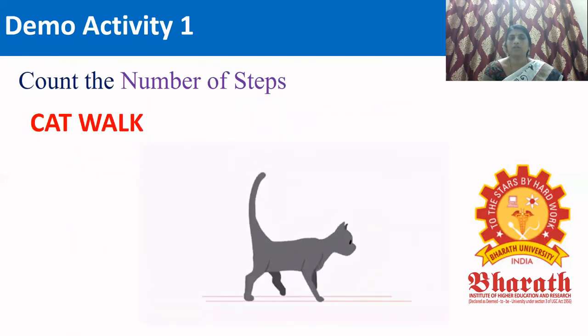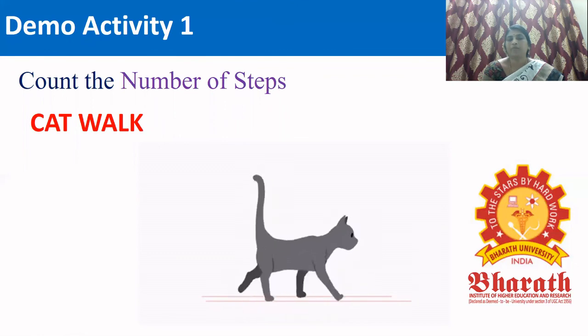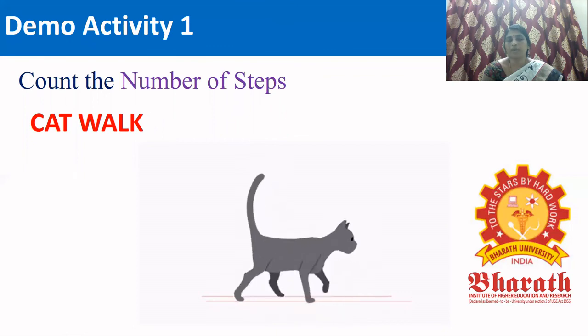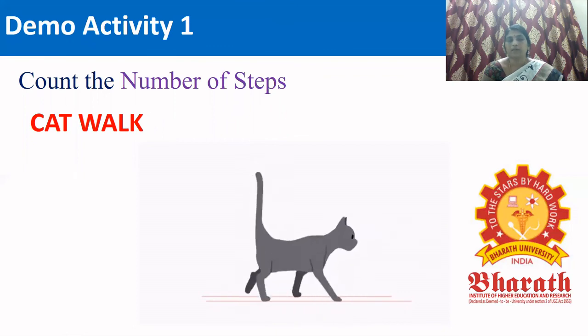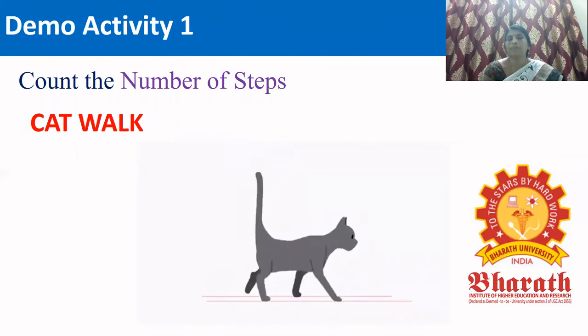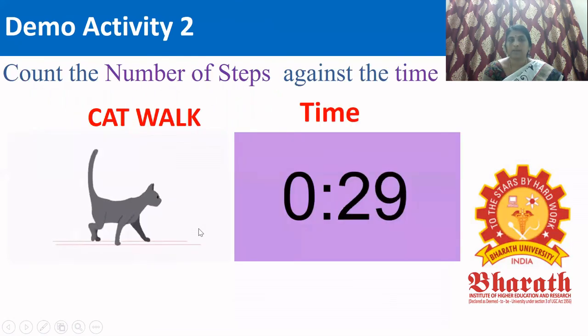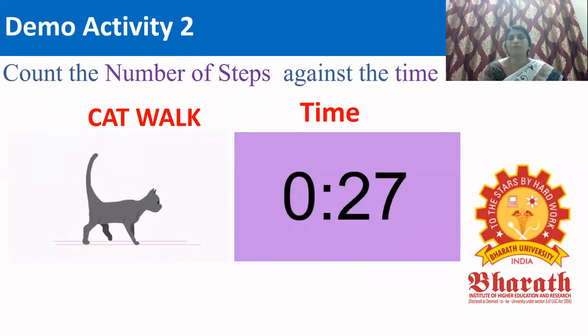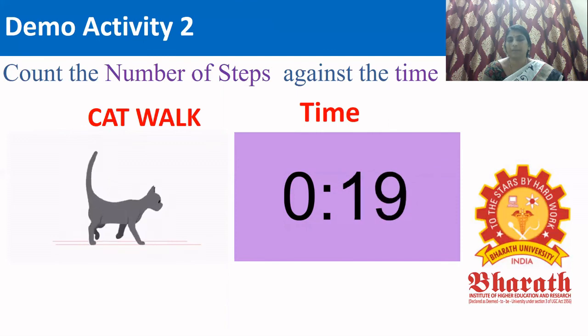Then we conclude the session with a demo activity for a variable. You can see the cat walking. We can count the number of steps. That becomes the variable. The cat may be walking slowly or fast, so accordingly the number of steps varies. Next, you can count the number of steps against time. That is also a demo for a variable, where it varies accordingly with time.